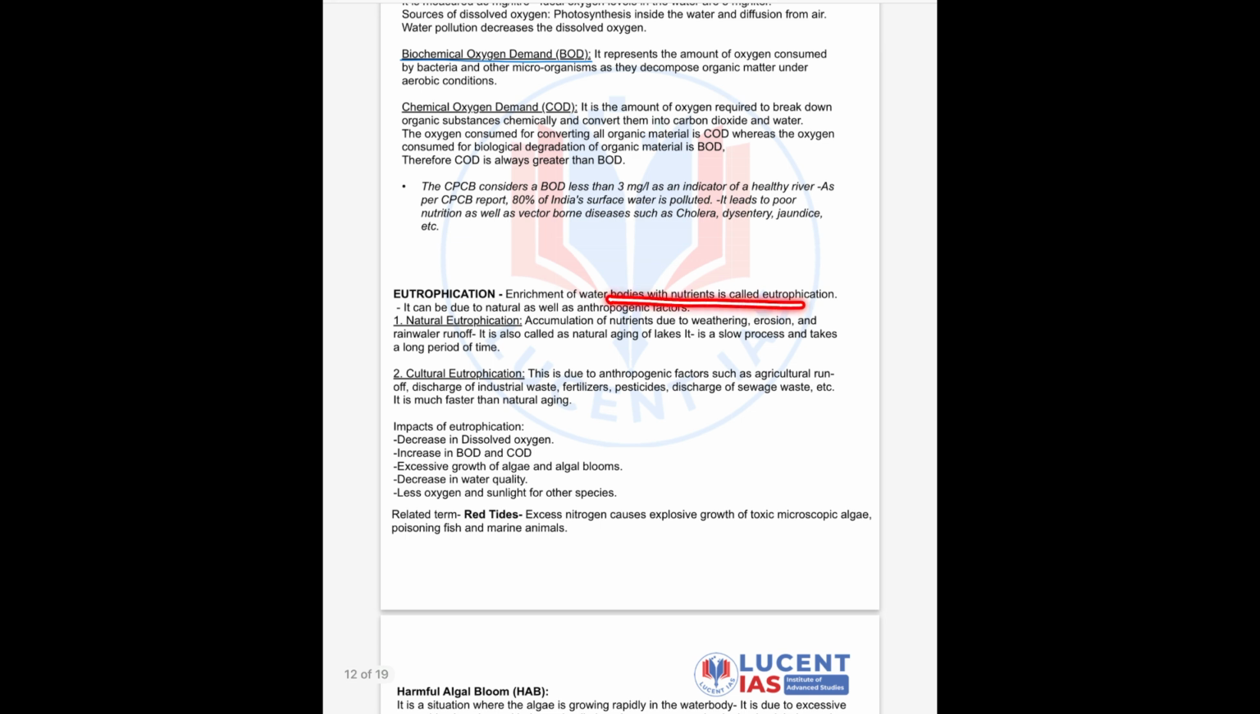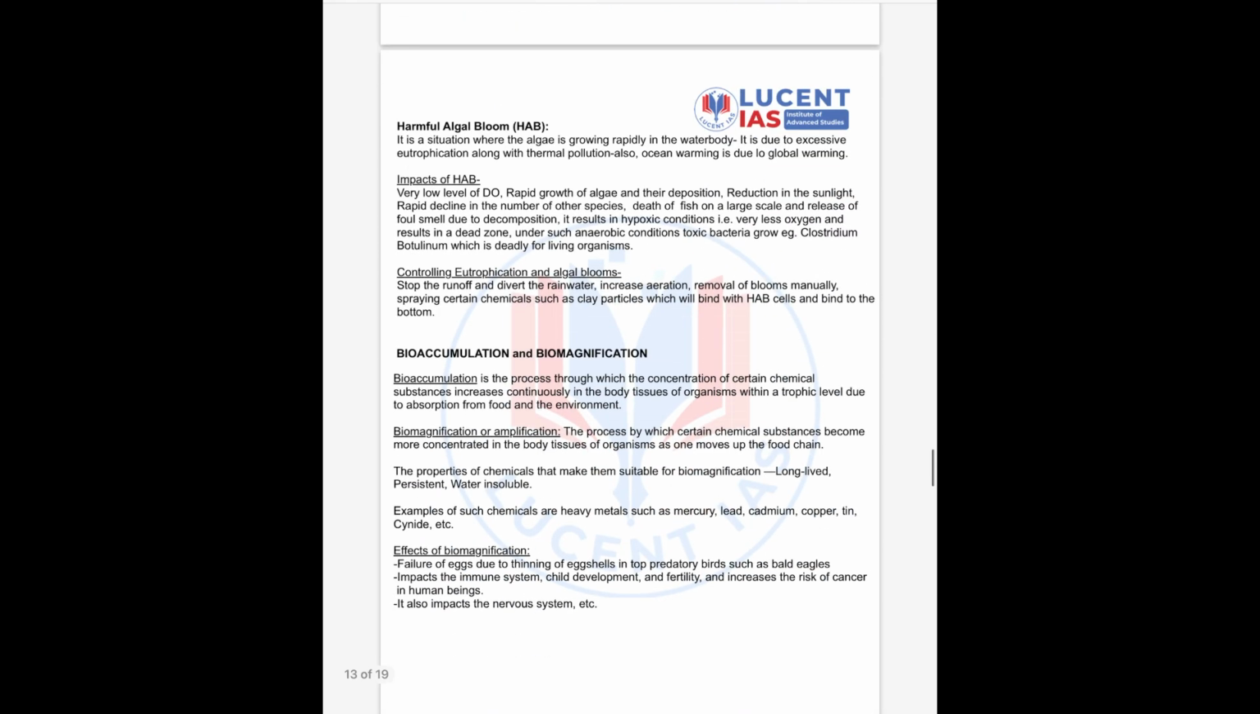Enrichment of water bodies with nutrients is called eutrophication. In some rivers or ponds, we see a green layer on top. So this is eutrophication. Clear? Next, harmful algal bloom. It is similar to eutrophication. Algae is growing rapidly in the water body. It is due to excessive eutrophication along with thermal pollution also. Clear? Then bioaccumulation and biomagnification.